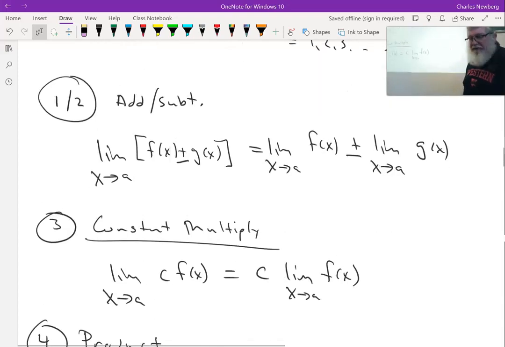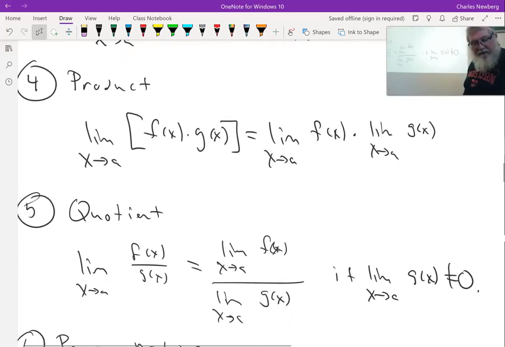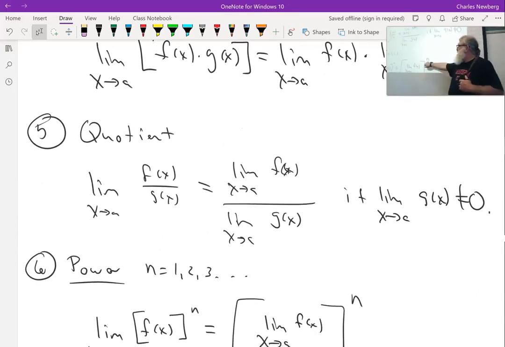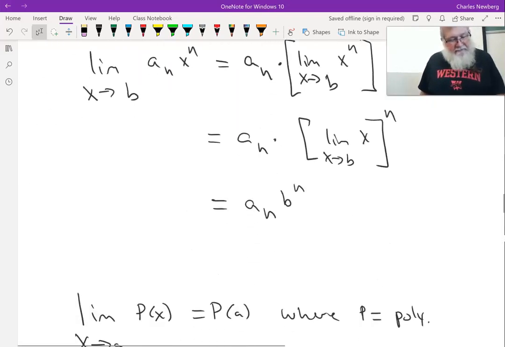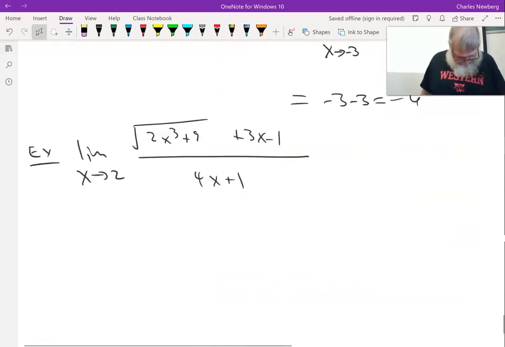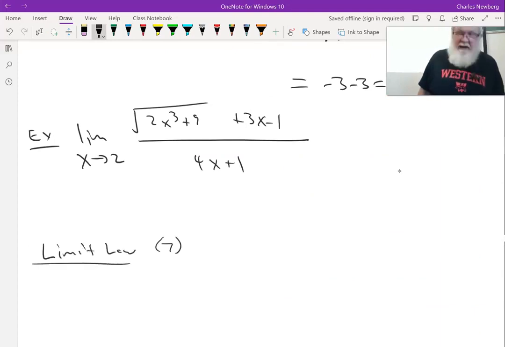We can pull out constants from a limit. And we can deal with what? Products. And we can deal with what? Quotients. And then we also had the power rule, but that was for whole number powers. Okay. So we need another limit law because we haven't talked about radicals yet. So let's put in our 7th limit law here. This is the 7th one.